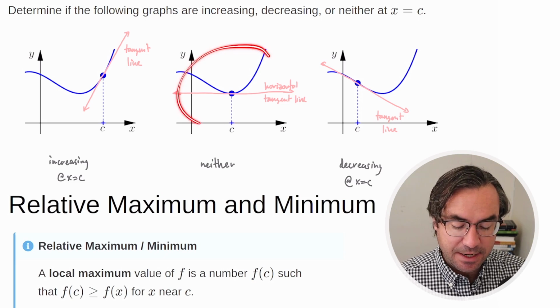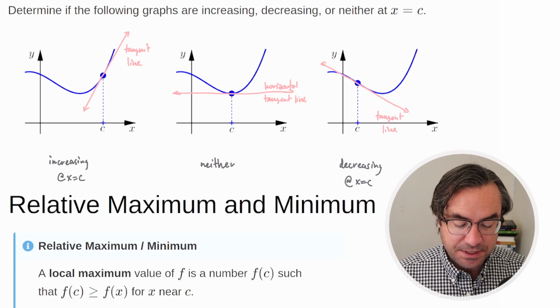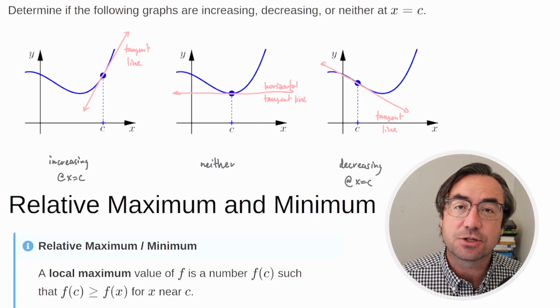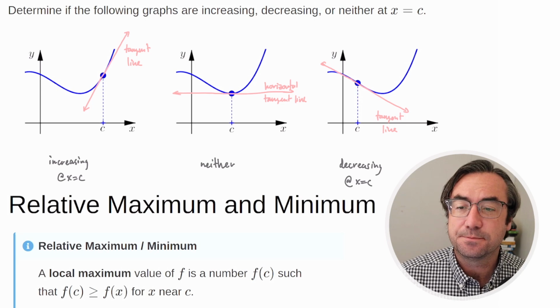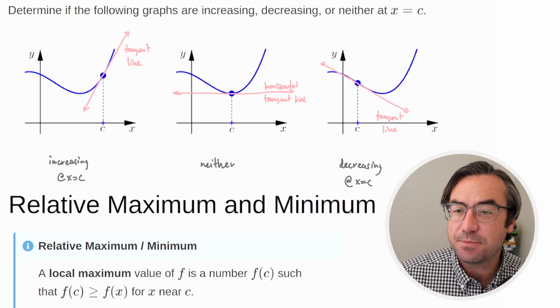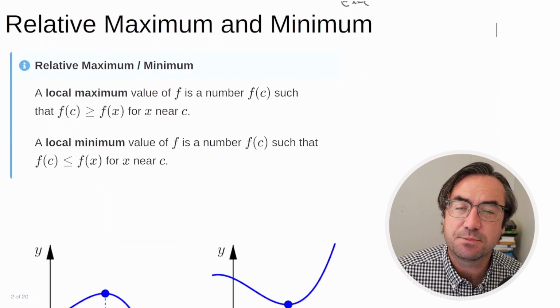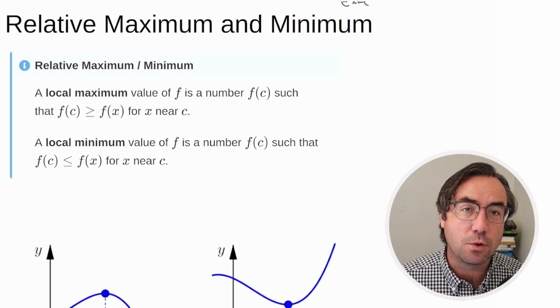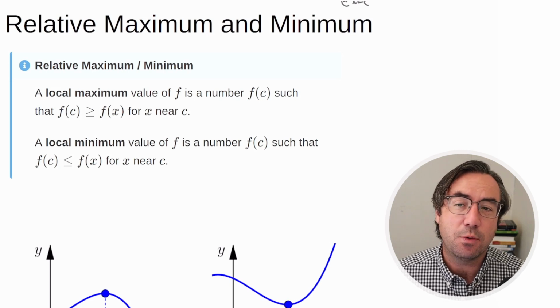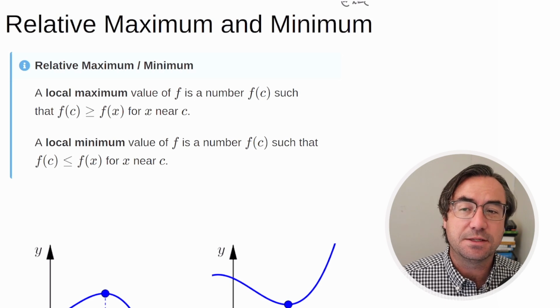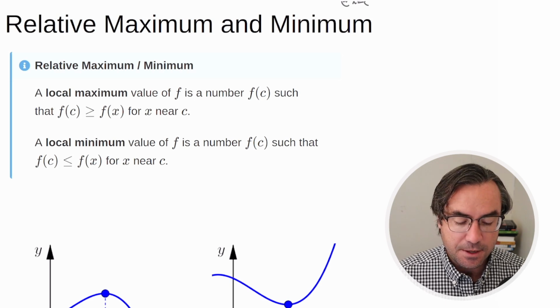But something interesting is happening here. We see that this point is actually a low point on the graph. Those places are special, and that's going to be our next definition. We call those types of places relative minimums or local minimums. And in the case of a high point, we call it a relative max or a local max.